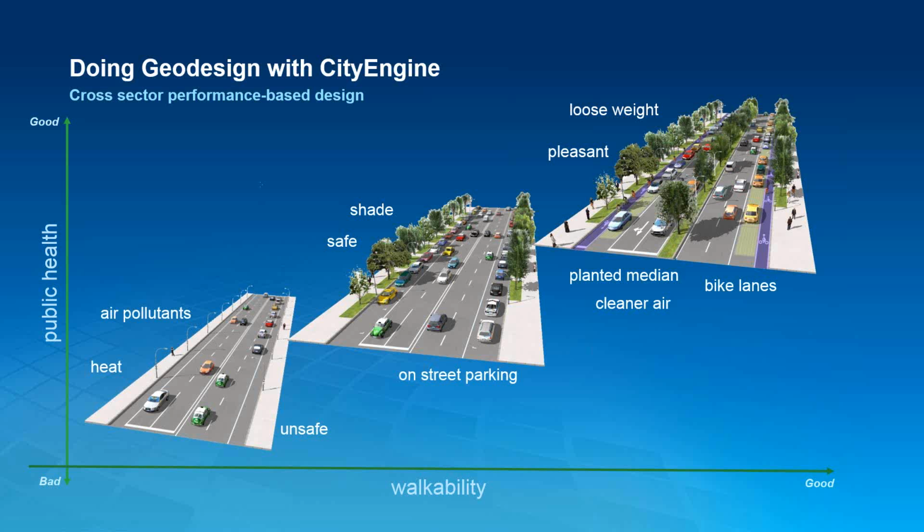And then the one on the far right, I've added a median in the middle, and these are all just parameters within CityEngine where you can say, okay, let's put bikeways and a planted median. Now we've got more carbon sequestration, we've got cleaner air, it's safer, it's more pleasant, even more people walk and we lose weight. So that's kind of the concept of geodesign. Alternative designs based upon programmatic goals that you want to attain, a safer environment, a healthier environment, and then you can actually play with the designs until you get it right. And you can do that collaboratively and come up with multiple designs.